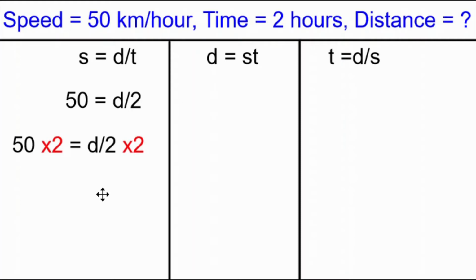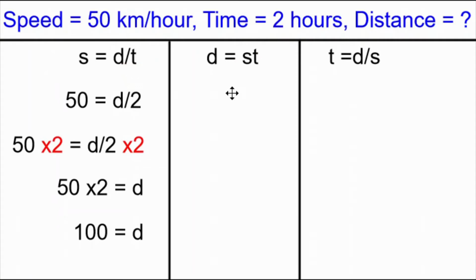What we do is we multiply both sides by 2, because that way the 2's on the right will cancel. We end up with 50 times 2 equals d, and then we simplify by multiplying. d is equal to 100. Therefore, the distance is 100 kilometers in this problem.